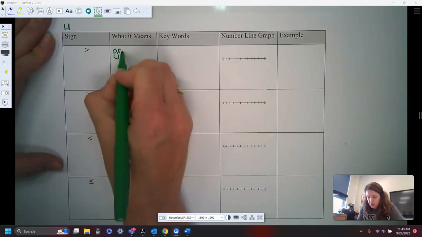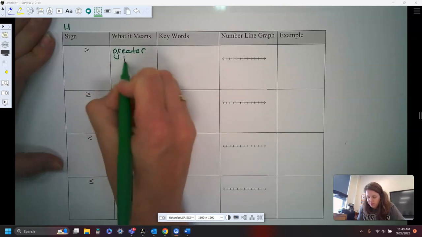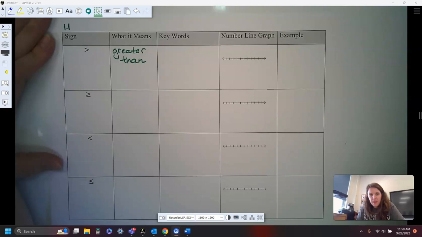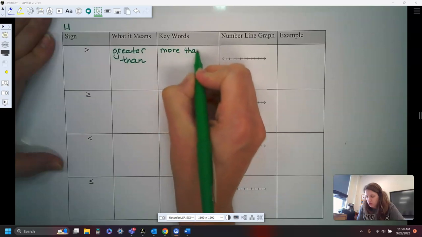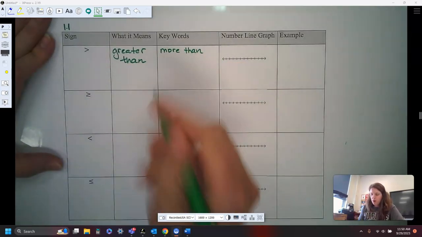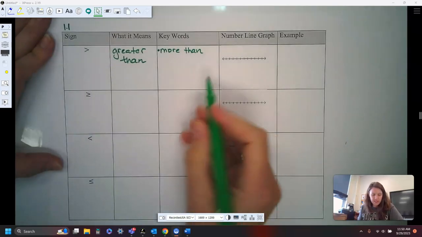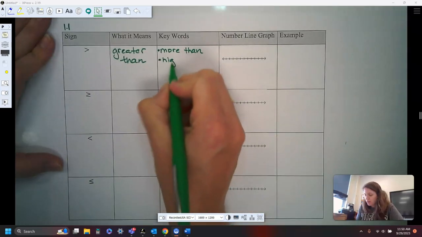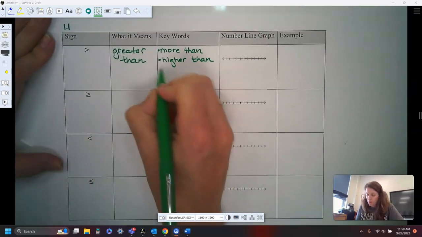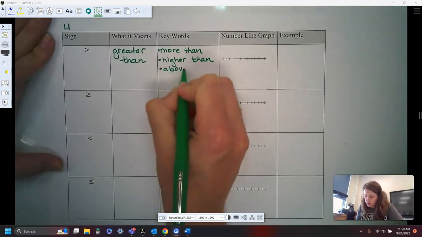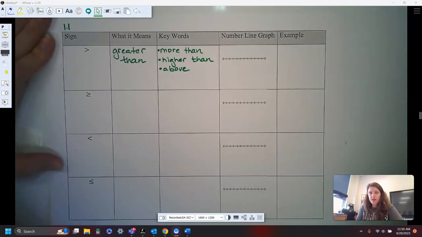So what does it mean? It means greater than. All right, and some key words we're going to see when we have word problems would be words like more than, right? Usually they don't actually use the word greater than, but they will have a word problem where something says this is more than that. Things like higher than, okay, or words like above. Those all mean that I'm looking for a greater than symbol.